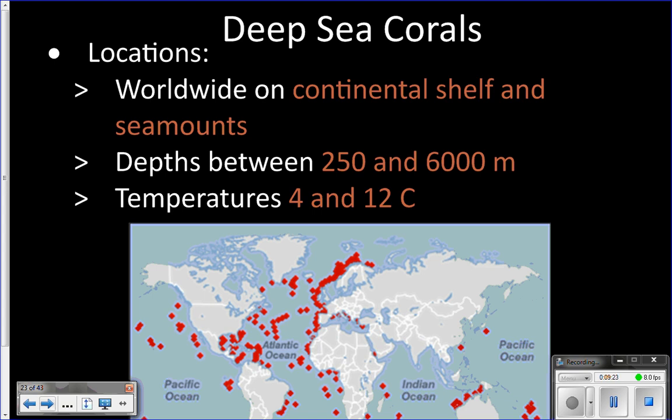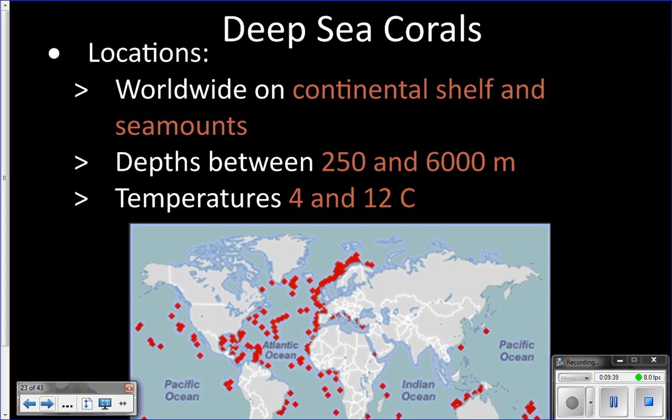Compare that to shallow water corals. Shallow water corals must be in very shallow water because they need sunlight for the zooxanthellae to do photosynthesis. These guys are in very deep water. They're also in very cold water, so between 4 and 12 degrees Celsius is where they're found.